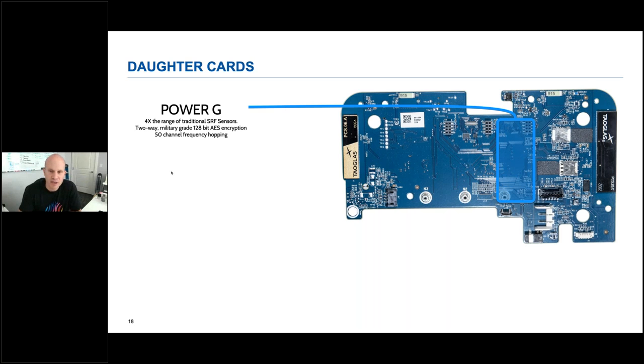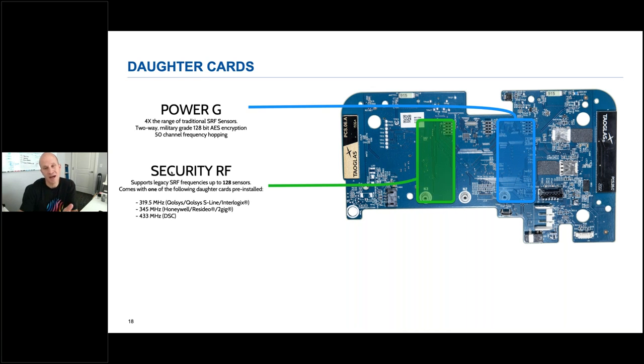The other daughter card that comes standard on the panel, at least today, and this may change in the future, is the Security RF daughter card. This allows us to be what I think of as backwards compatible with a whole lot of devices that our industry has installed over the last 20 or 30 years. And this could come in one of three different flavors. We make it in the 319 megahertz flavor, and that's going to work with all the Qolsys sensors, Qolsys S-Line, and most of the old Interlogix, ITI, GE Security sensors that have been around for a long time.